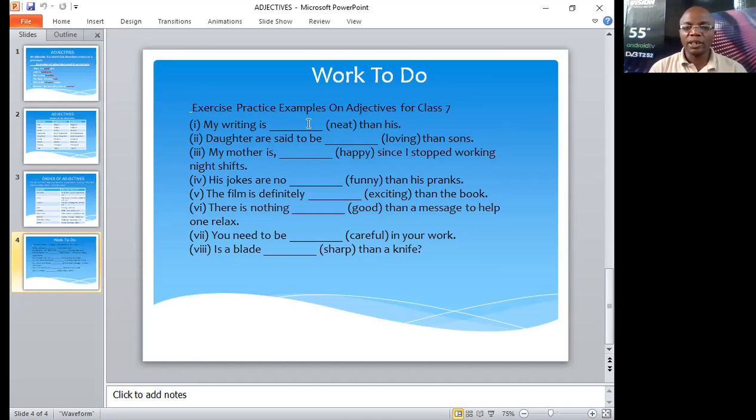You need to be dash in your work. Careful, more careful, most careful. You know how to put it. Then number 8: a blade is dash than a knife. Is a blade dash than a knife. Then we have the word sharp. So in which degree of the adjective are we going to put it? Hopefully you have gained something.